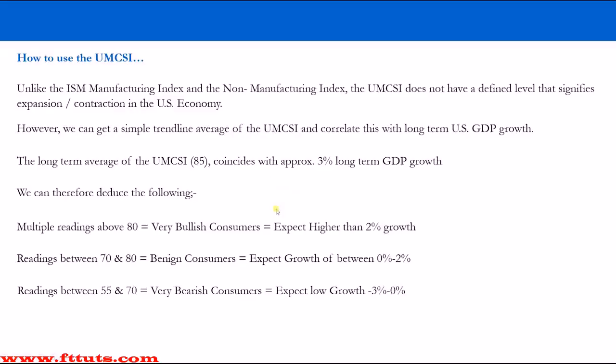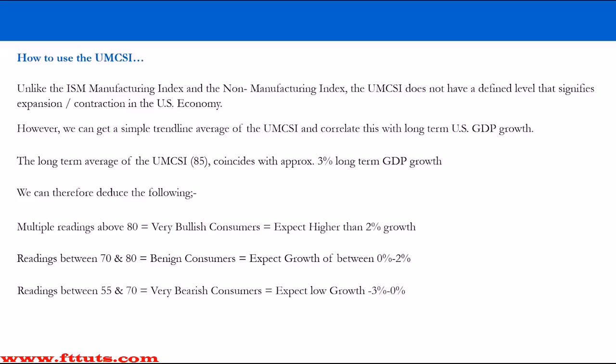And basically the way to look at the UMCSI is a bit different to the ISM and non-manufacturing index because it doesn't actually have defined levels that signify expansion and contraction in the US economy. So if you recall, when we looked at the ISM and the NMI, we looked at the level above 50 to indicate growth and a level below 50 to indicate contraction. But the UMCSI doesn't have this predefined level of 50 or any predefined level at all.